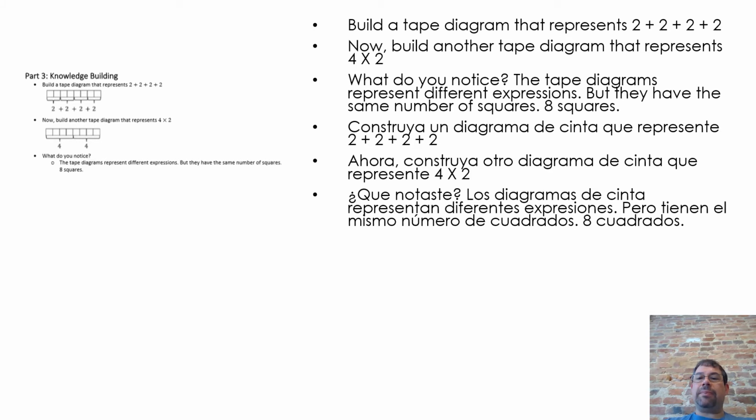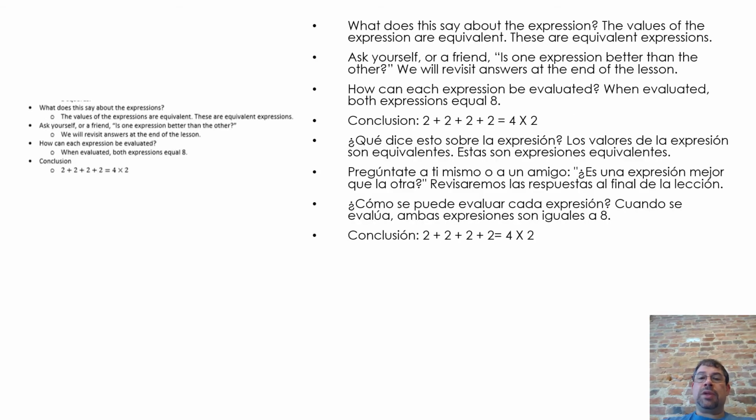Build a tape diagram that represents 2 plus 2 plus 2 plus 2. Now build another tape diagram that represents 4 times 2. What do you notice? The tape diagrams represent different expressions, but they have the same number of squares, 8 squares. What does this say about the expression? The values of the expression are equivalent. These are equivalent expressions. Ask yourself or a friend, is one expression better than the other? We will revisit answers at the end of the lesson.